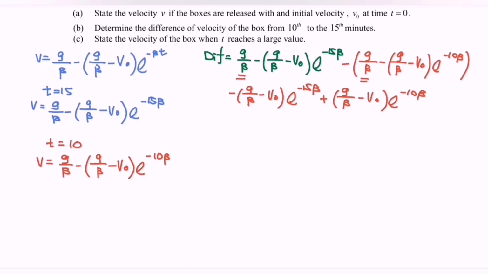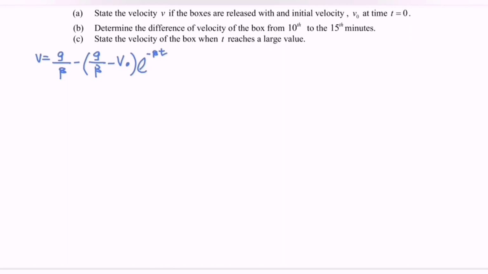So we may factor the situation. We have a common term here. So what is our common term? This will be the common term. So finally, factor the situation: g over beta minus v naught, times bracket, exponent negative 10 beta minus exponent negative 15 beta. So that will be the difference.